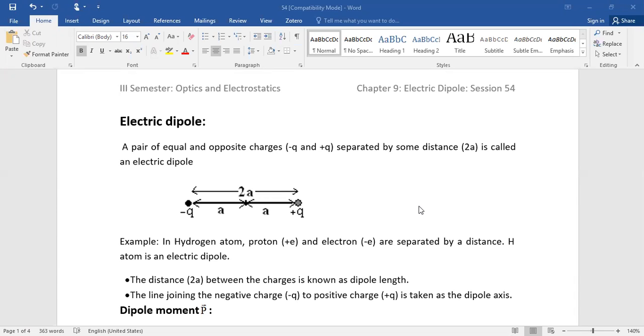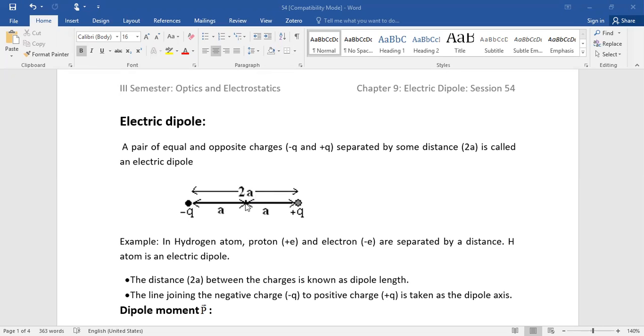This bar magnet is actually called a magnetic dipole. Dipole means two poles. Similarly, in electrostatics, we have an electric dipole. An electric dipole is a pair of two equal and opposite charges, magnitude Q and Q, nature minus and plus, with some separation. This system is called an electric dipole.